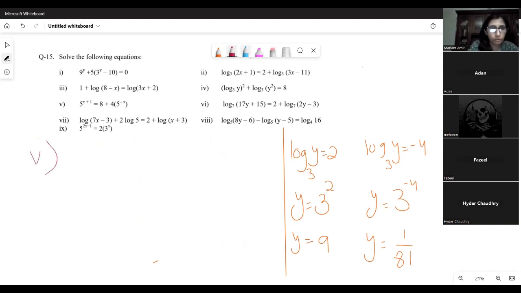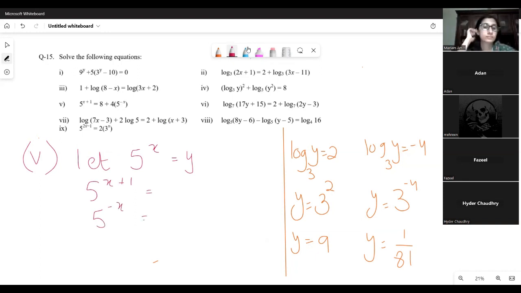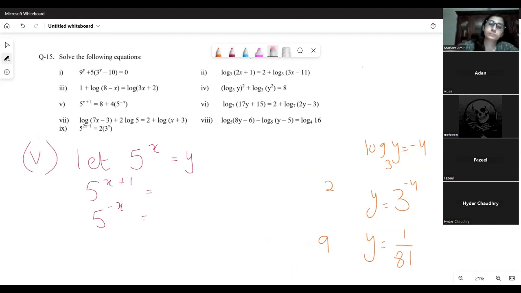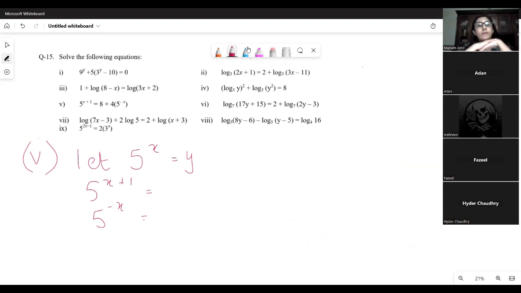Okay, so let 5 power x equals y. Then how do we write 5 power x plus 1 in terms of y? And how do we write 5 power minus x in terms of y? We discussed that a while back, 10-15 minutes ago. What is 5 power x plus 1?